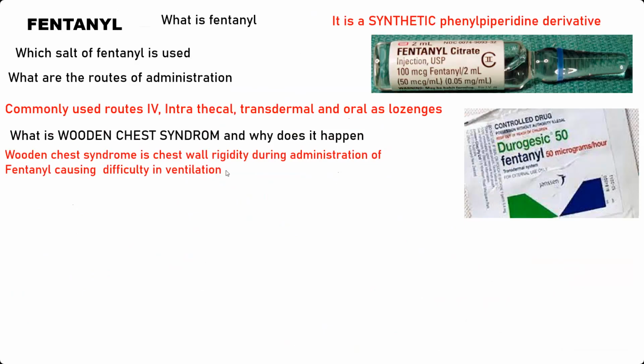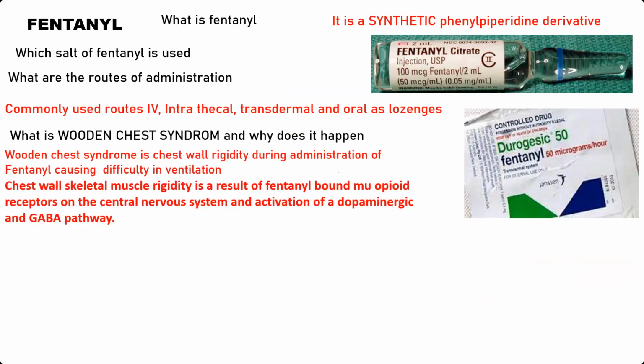When does it happen? You are using it day in and day out. Does it happen in all your patients? So when given fast and at a higher dose. When it is given very rapidly, then only it will happen. So chest wall muscle rigidity is the result of fentanyl bound to mu opioid receptor in the central nervous system and activation of dopaminergic and GABA pathway, but usually happens when this drug is administered very rapidly. How do you manage this?